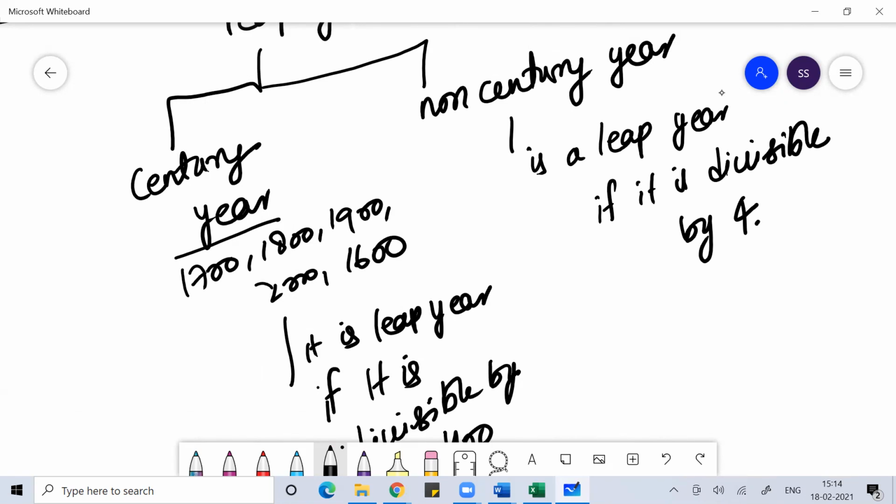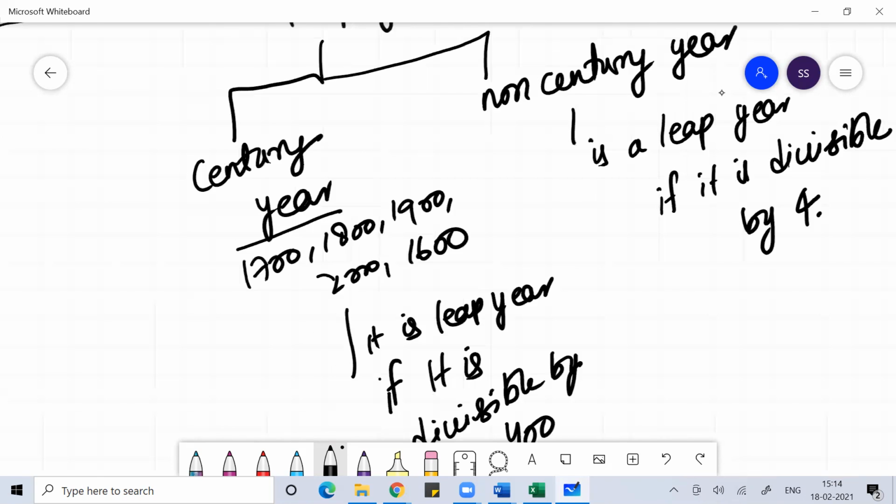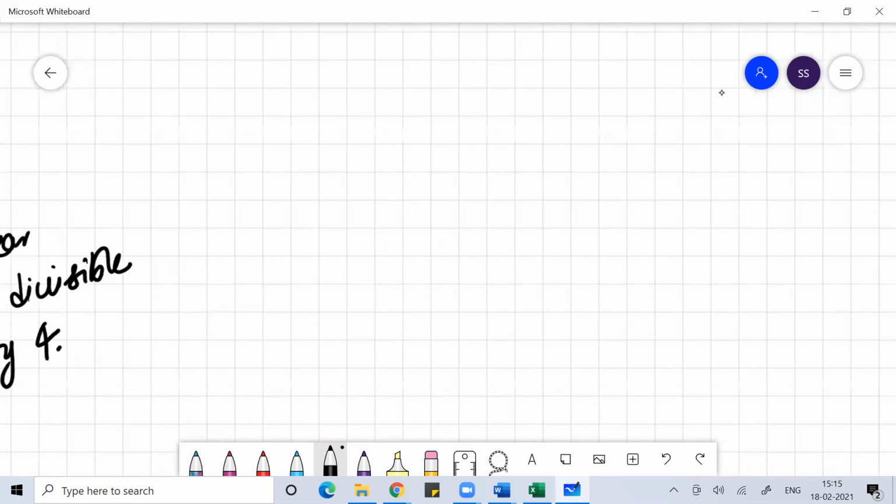So when we say 1700, 1800, they are not leap years. Why? Because they are not divisible by 400. So there is no date called 29 February 1700 because it is not a leap year. All the years which are century years are leap years if they are divisible by 400. The remaining years are leap years if they are divisible by 4. I hope you people are understanding this part. It is important for you to understand this.